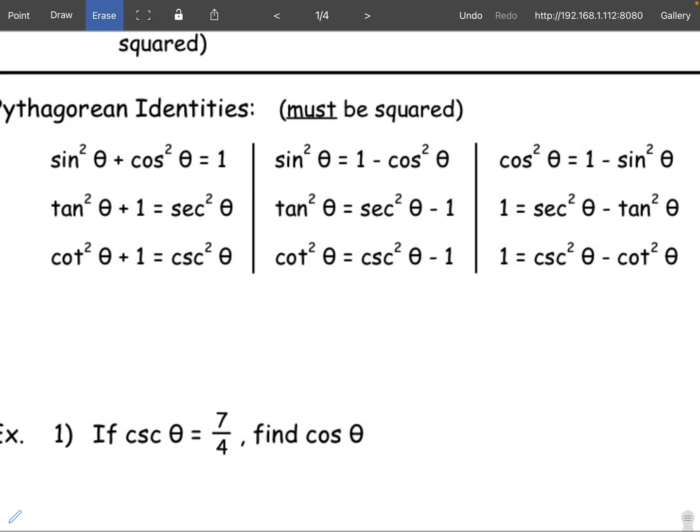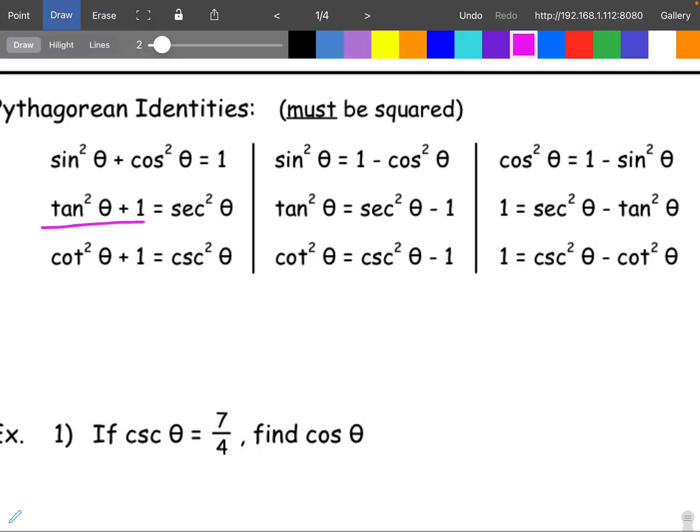So if I take this next one right here, tangent squared theta plus 1 equals secant squared theta, and I manipulate that a little bit, I can turn it into either one of these. So those are both variations of the original. And then the same thing with the third row.